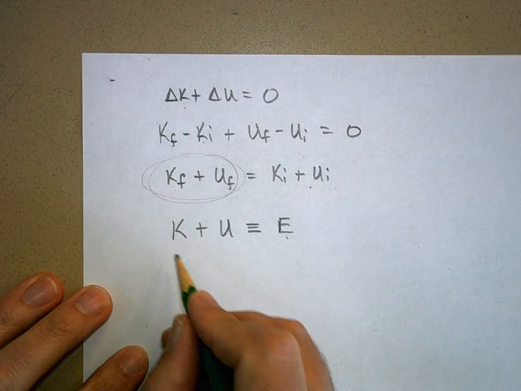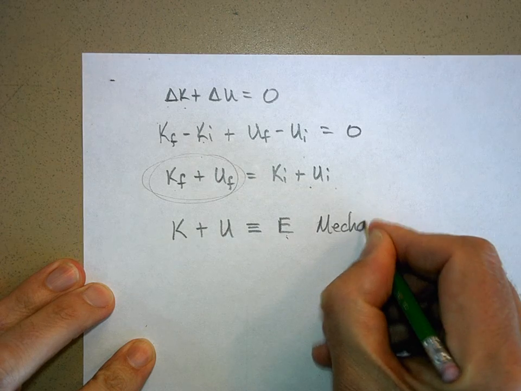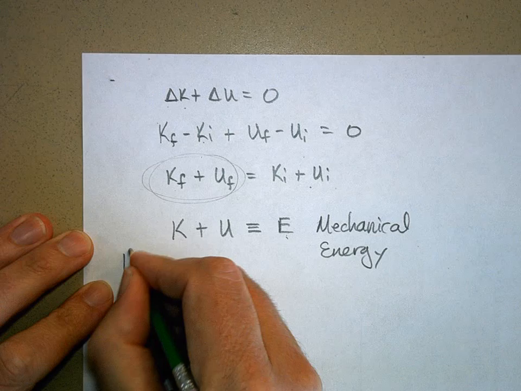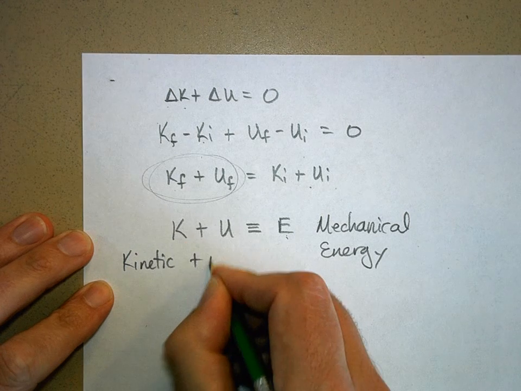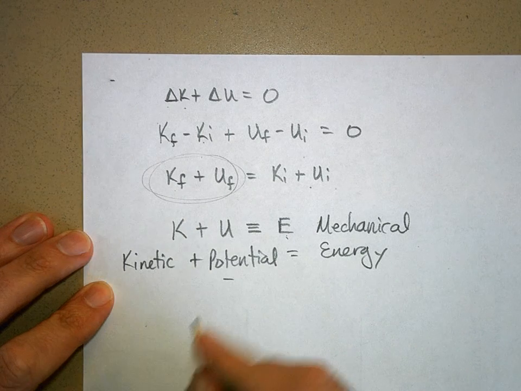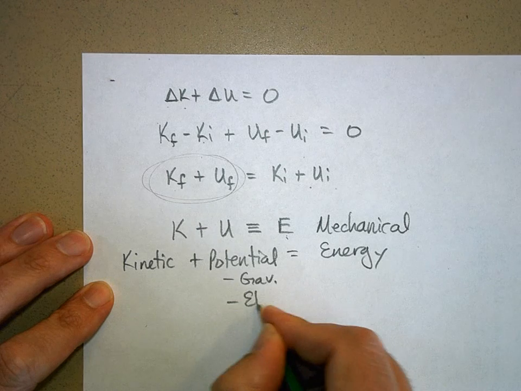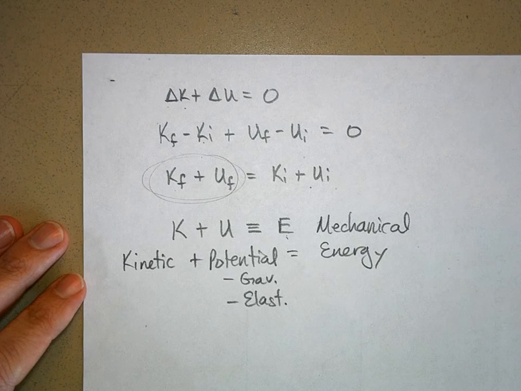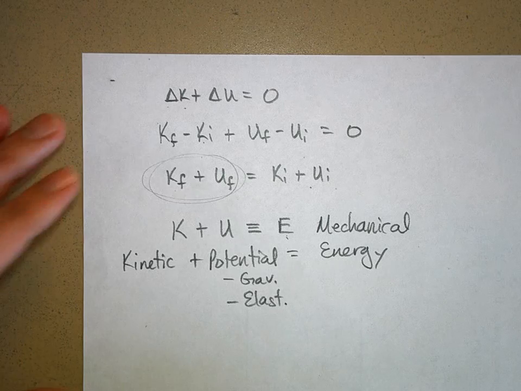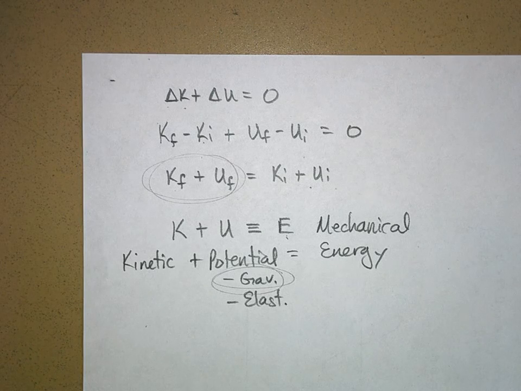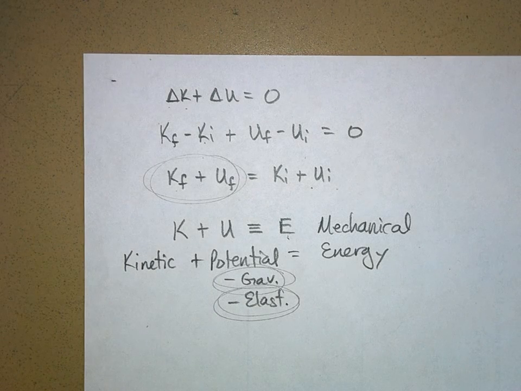And by definition, mechanical energy is equal to the sum of kinetic plus potential. Now, this potential energy can be gravitational potential or elastic. I haven't really talked about elastic yet, and I'm not sure I'm going to have time to today. This gravitational potential energy is the energy associated with your position in a gravity field. Elastic potential energy is the potential energy stored in a stretched spring or a compressed spring.